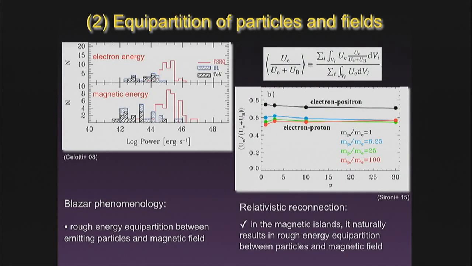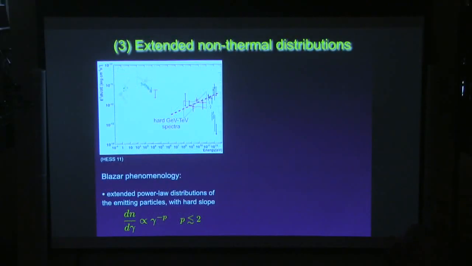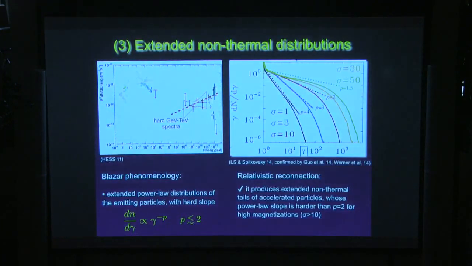Here we compute the electron energy divided by the sum of the two, so this should be around 1/2, and it's about 0.7 for the electron-positron case, it's about 0.6 for the electron-proton case. So once again, reconnection can naturally account for another property of blazar emission. And finally, since my time is also over, as regards the possibility of producing extended distributions with a power law shape, sometimes even harder, with a spectral index that is harder than 2, reconnection does naturally produce that.